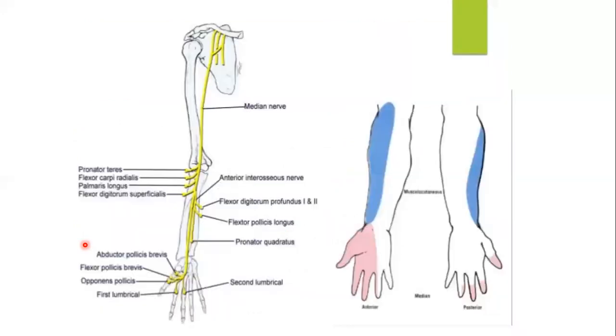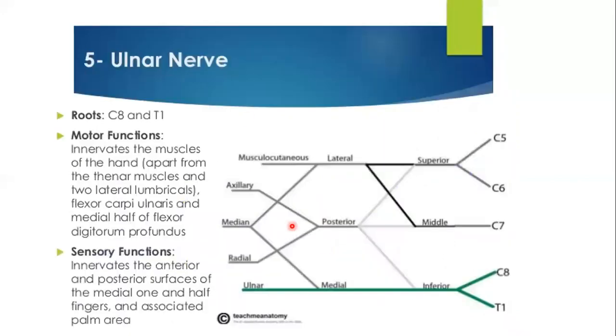And in its sensory function, part of the hand, including the lateral 3.5 fingers, is supplied by the median nerve. Then the ulnar nerve has its root value of C8 and T1, and it supplies the muscles of the hand apart from the thenar muscles and two lateral lumbrical muscles, okay, which are supplied by the median nerve.